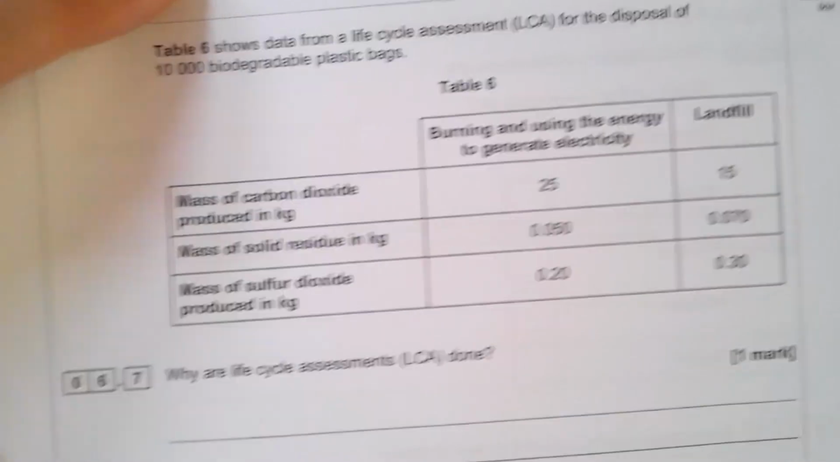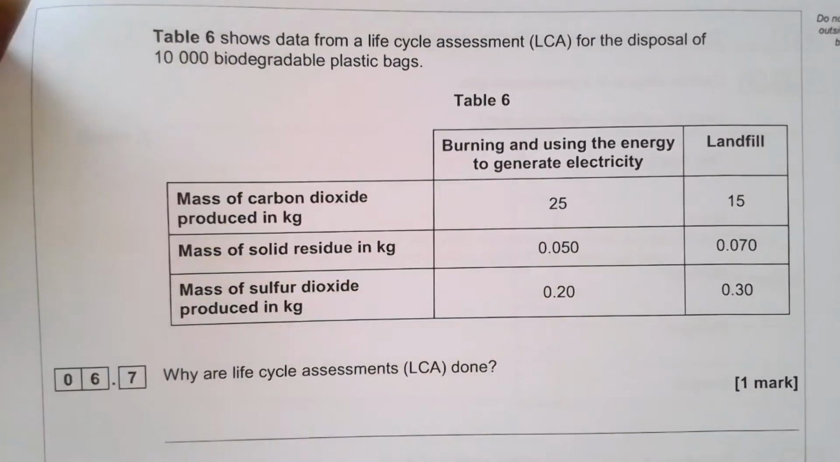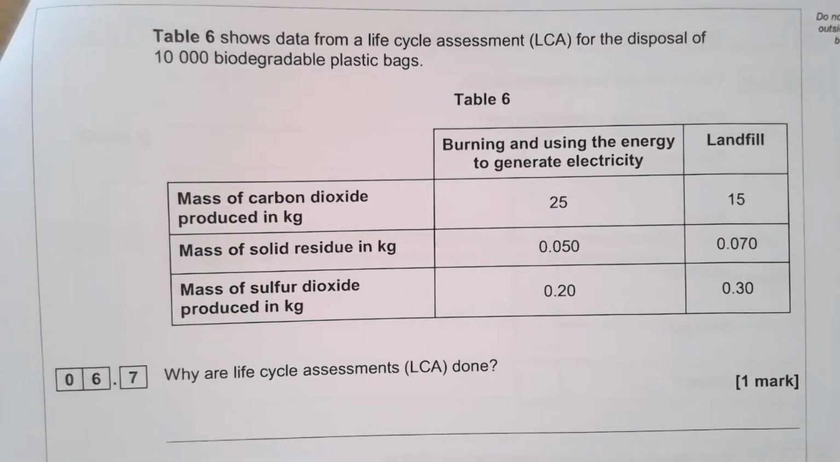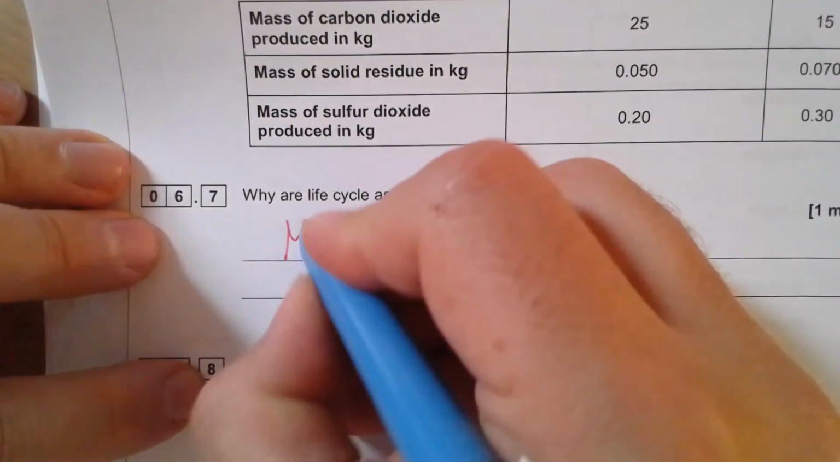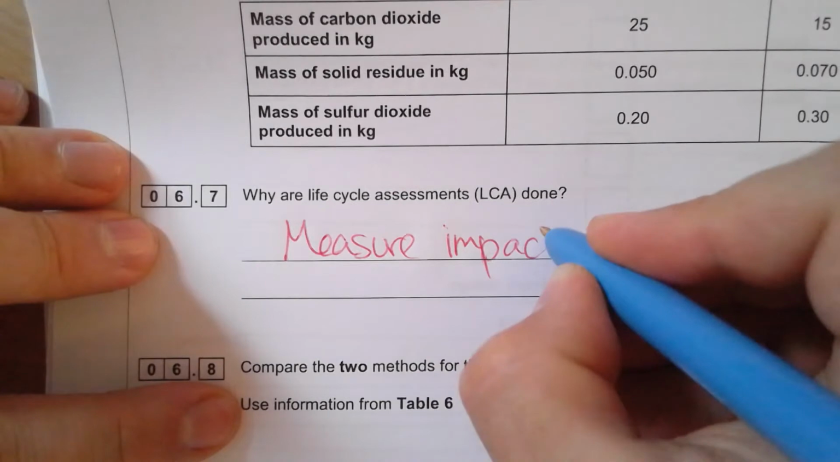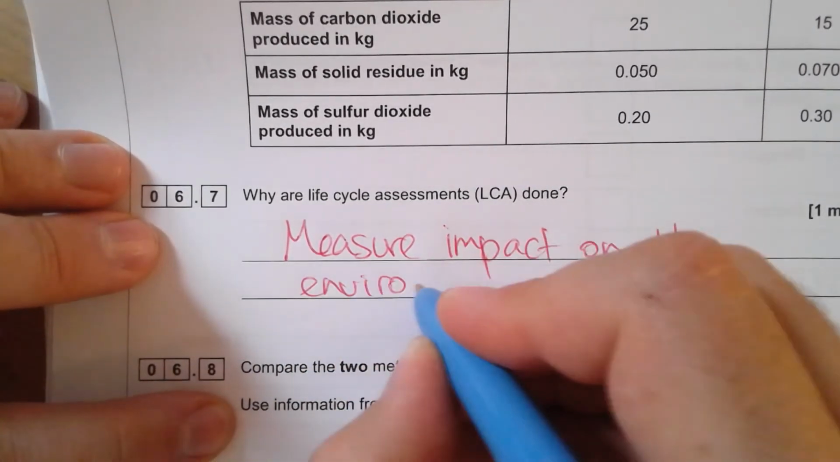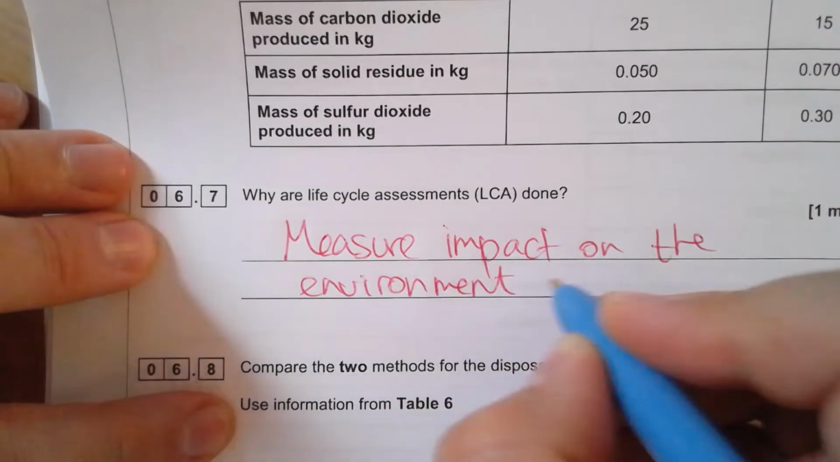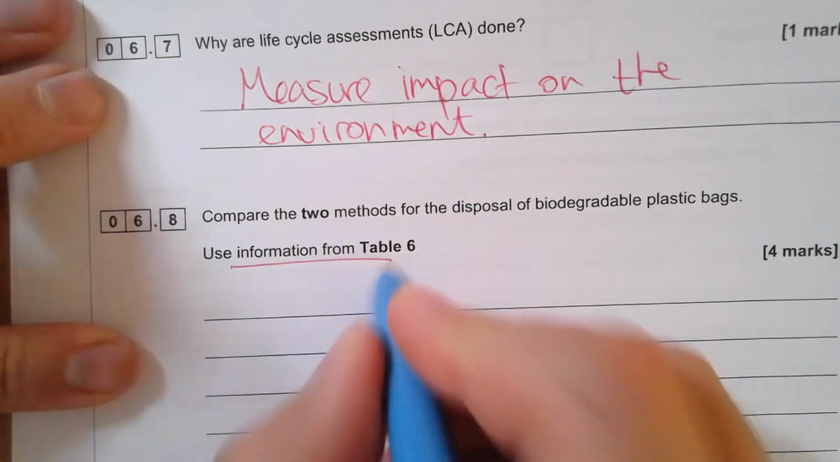So life cycle assessments. So basically, how is this product impacting on the environment at any stage in its life cycle, to measure impact on the environment. And the next question, 6.8, says compare the two methods for the disposal of biodegradable plastic bags using information from table 6. This is good.